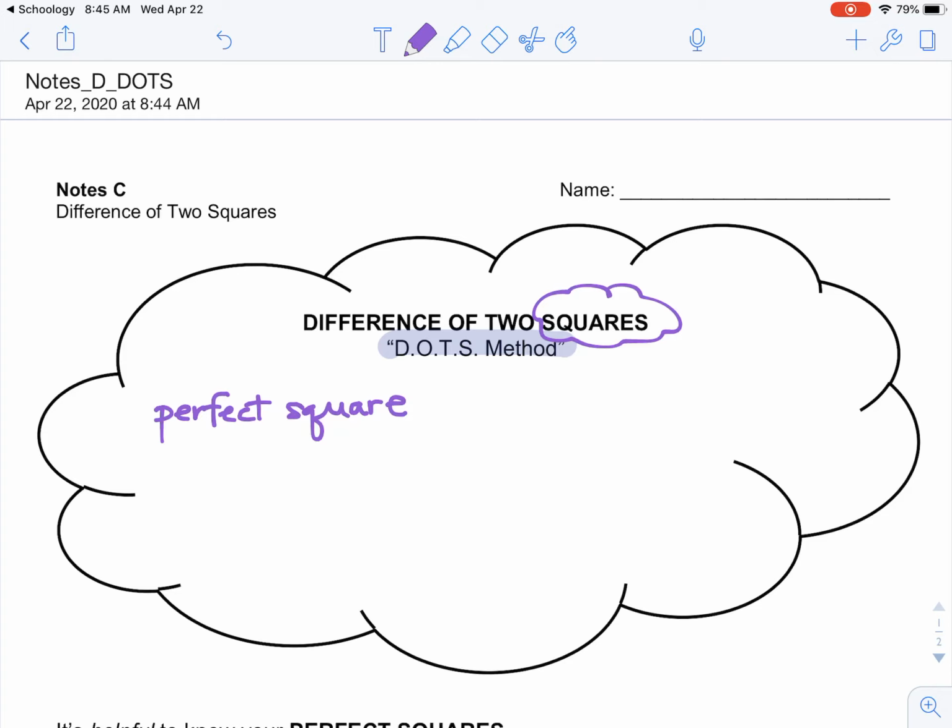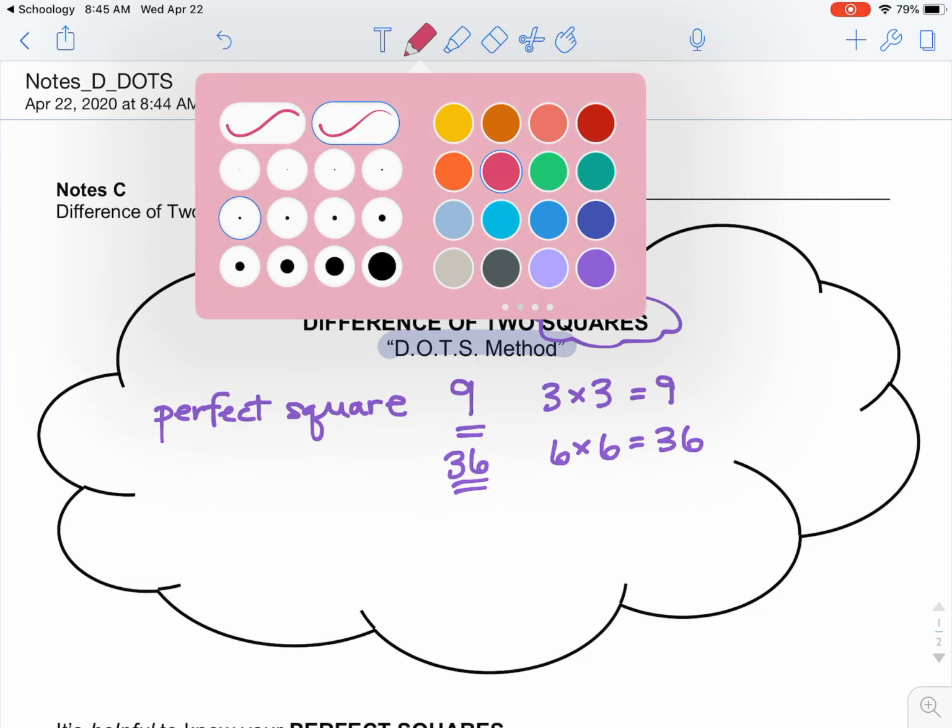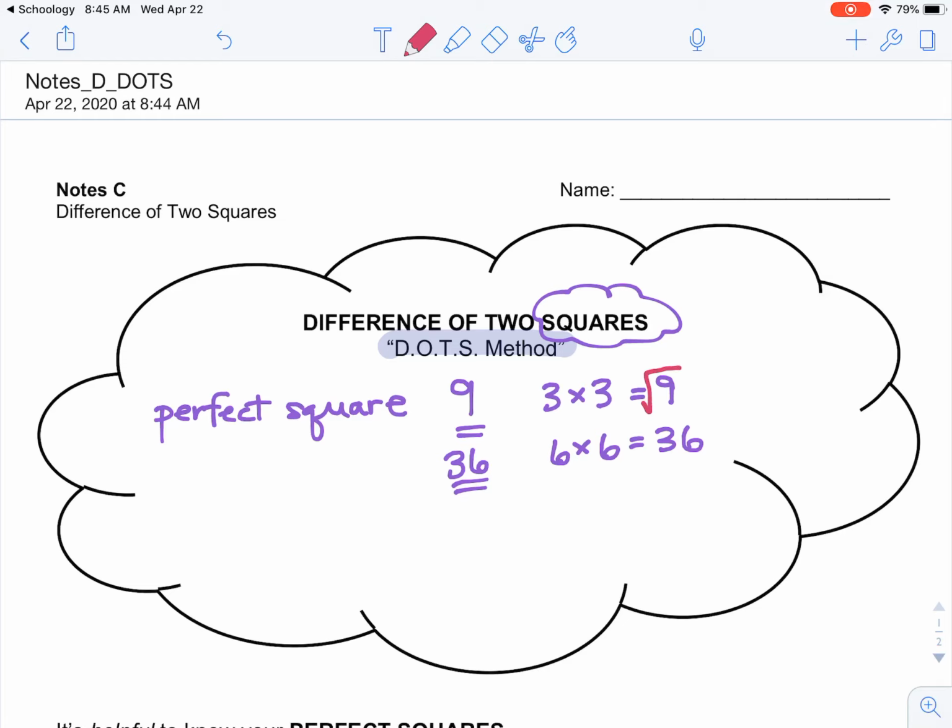So a perfect square is a number, for example, like the number 9, right? When I can take 3 times 3, that equals 9. Another perfect square would be 36. 6 times 6 equals 36. So the perfect square is when I take the square root of a number and it is a whole number.